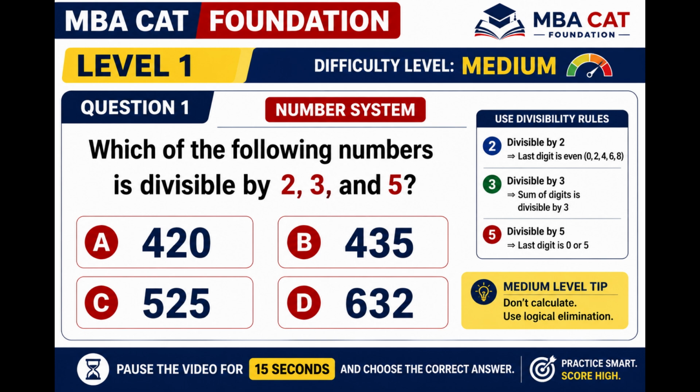Think before you answer. Apply the divisibility rules one by one. Divisible by 2, last digit should be even. Divisible by 3, sum of digits should be divisible by 3. Divisible by 5, last digit should be 0 or 5.